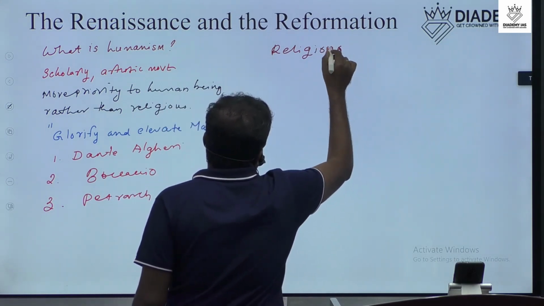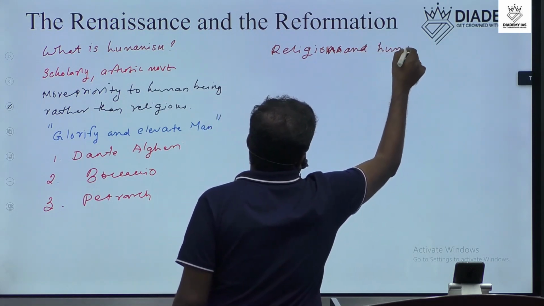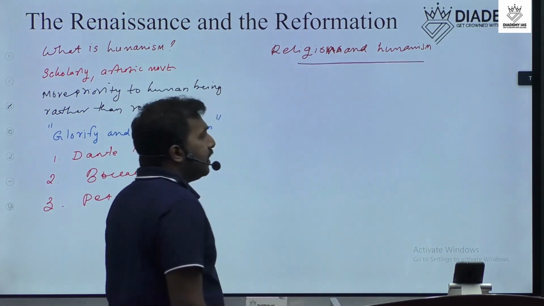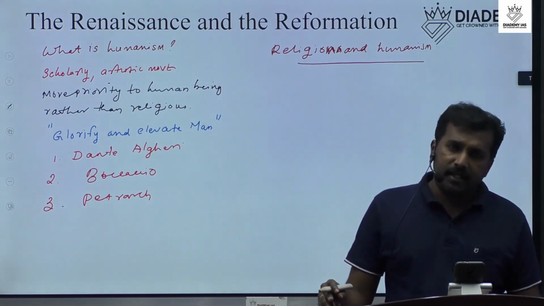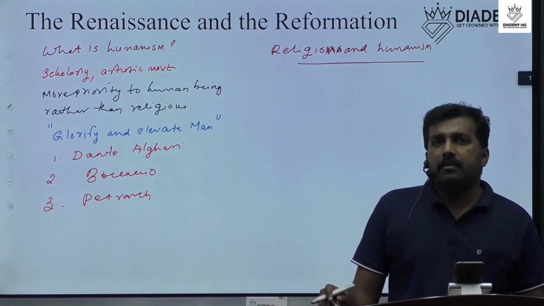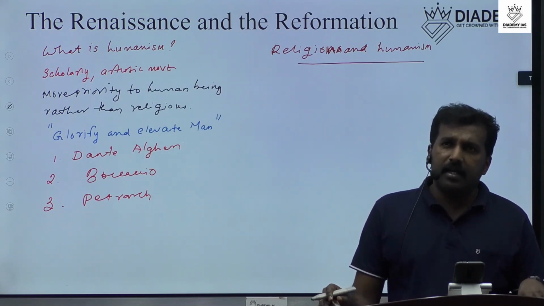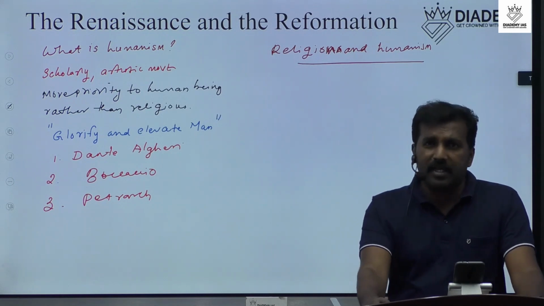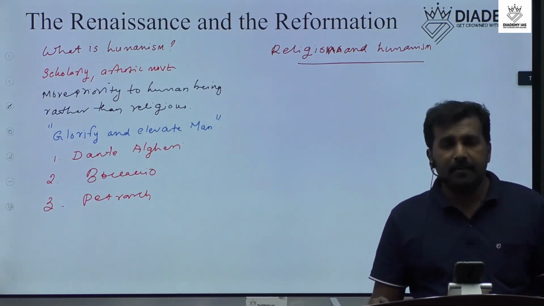Religion and humanism. Okay, what is religion and humanism? Mainly, humanism promoted humanity rather than religious ideologies. We know that Catholic, mainly Catholic Christianity was the dominant religious group in that time.